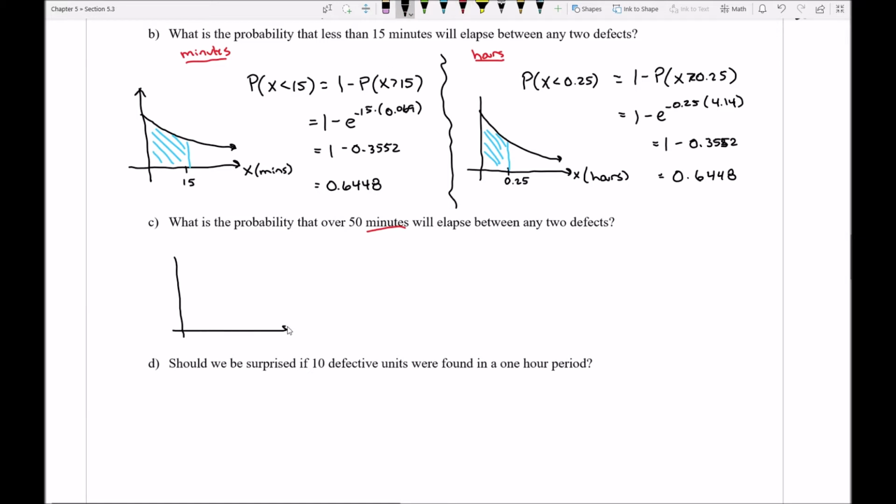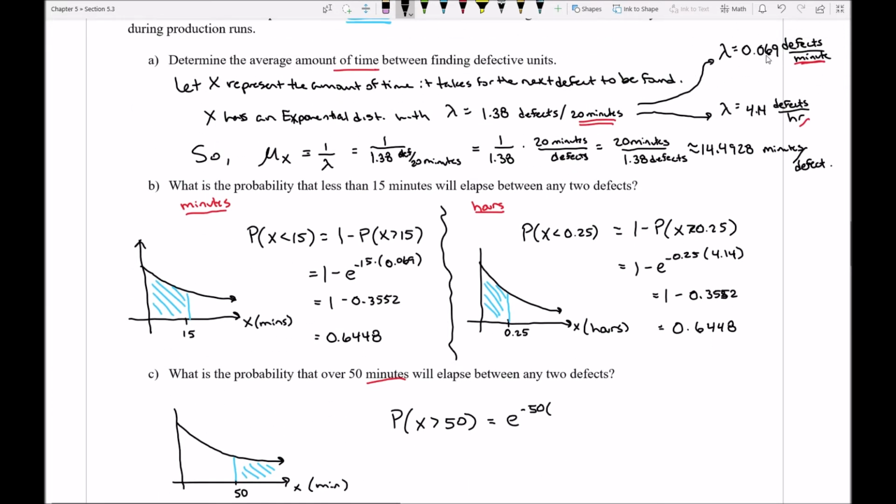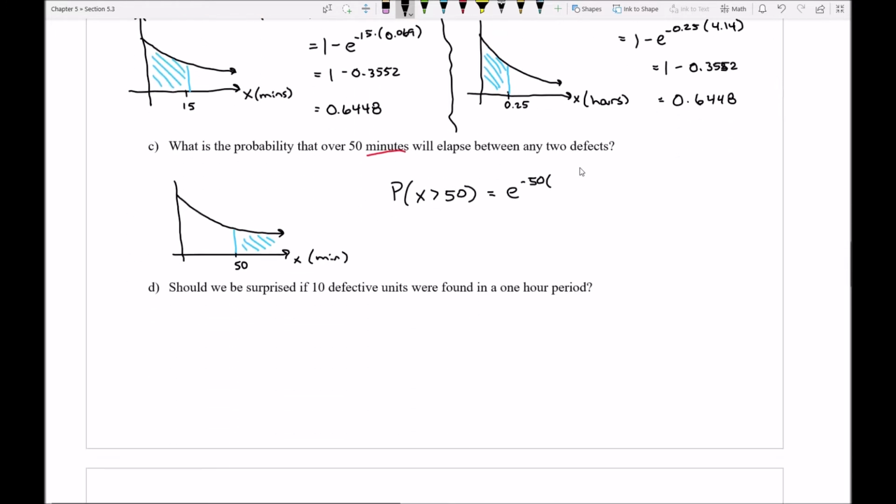So I could draw out my number line, measuring everything in terms of minutes. My distribution would look something like this, and I'm just going to say wherever 50 is on the number line, that's what I want to go over. So this should be pretty simple. I want the probability that x is bigger than 50. And I know that should be e to the negative 50, and I just have to multiply by a lambda that worked with minutes. Well, that was this one, 0.069.